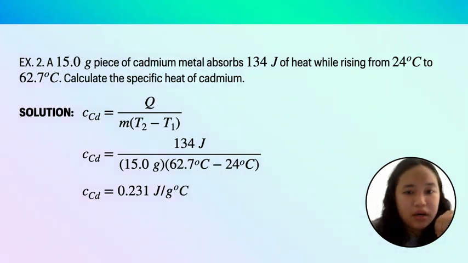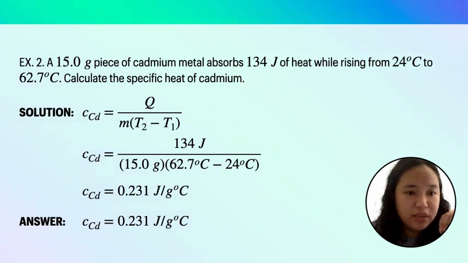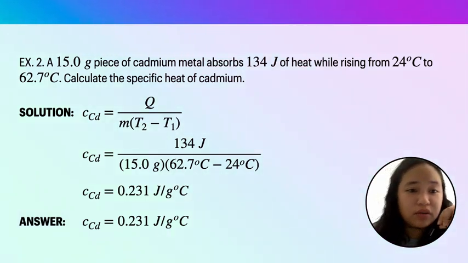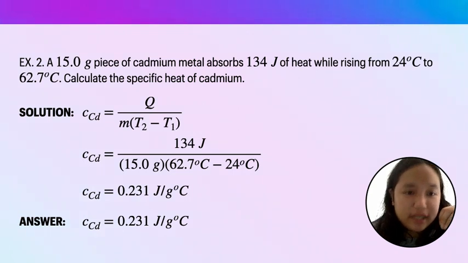Now, we will write the final answer. It is equal to 0.231 joule per gram degree Celsius. So, who got the answer like this? Did you get your answer like this? If not, then again, you should review how you input those values in your scientific calculator.